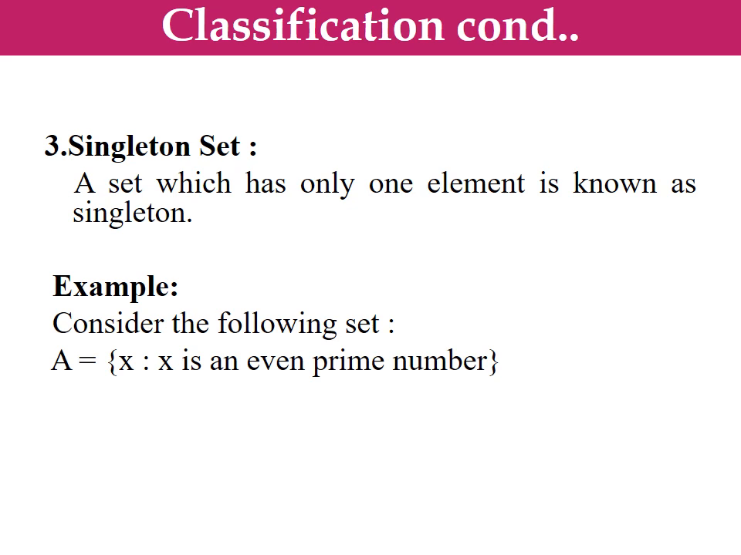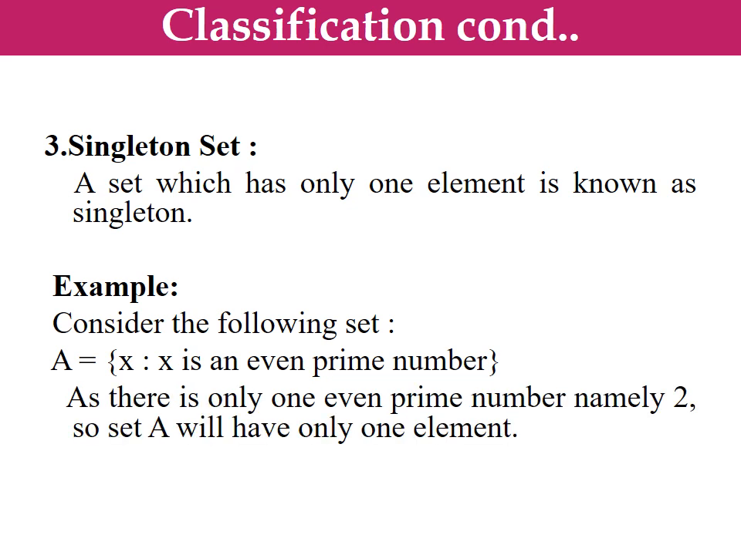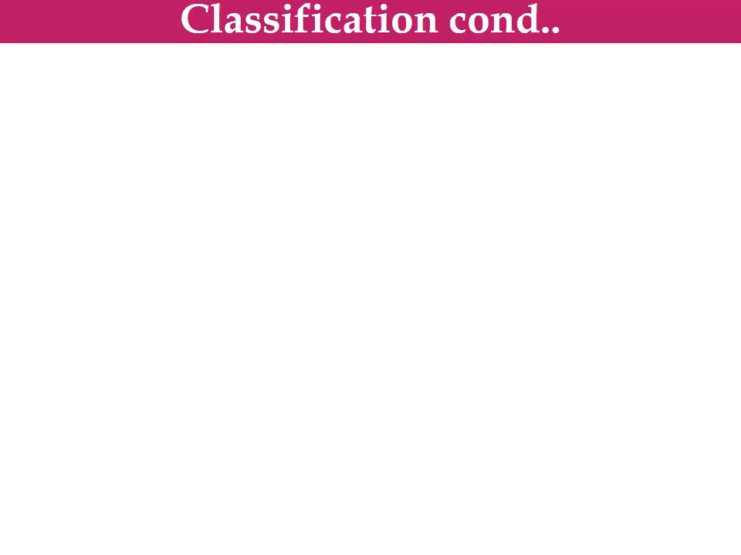Take one example. Consider the following set. Yes, the set X having even prime numbers. What is an even prime number? Can you recall? Exactly. We know that 2 is the even prime number. As there is only one even prime number, that is nothing but 2. So this set is called a singleton set. Next one is equal and equivalent sets.